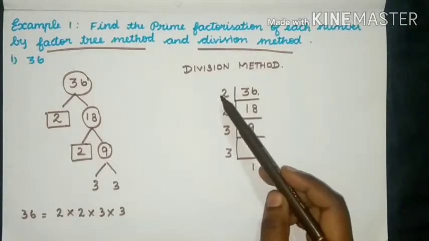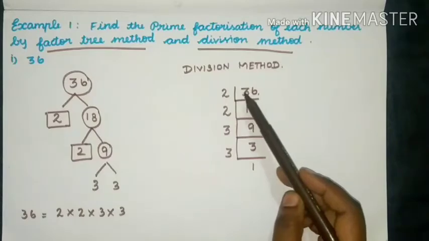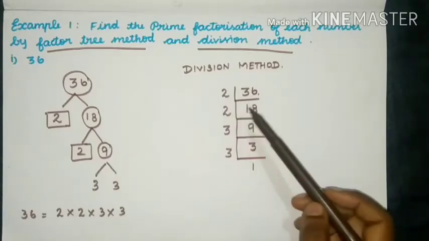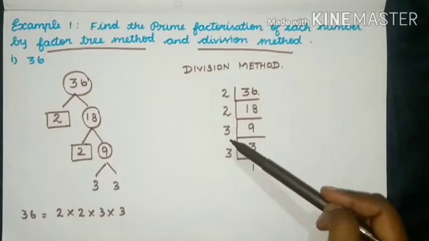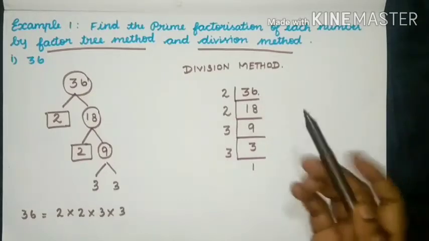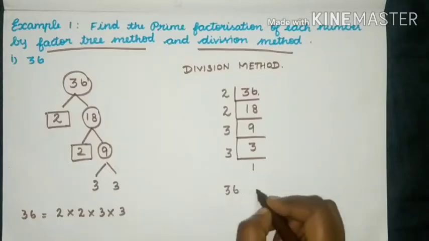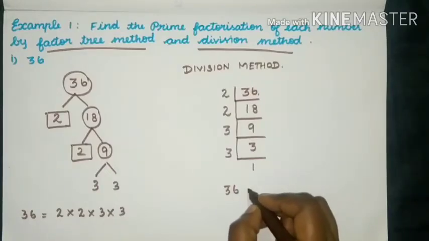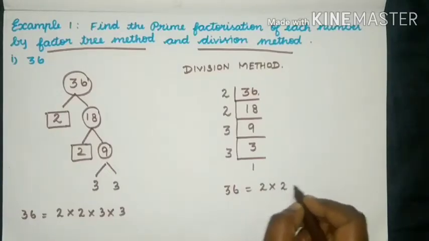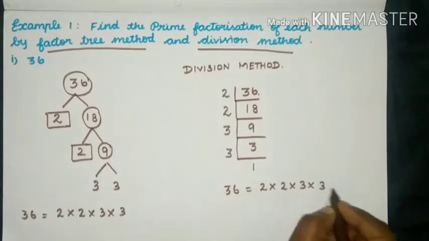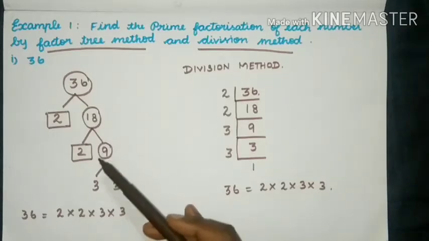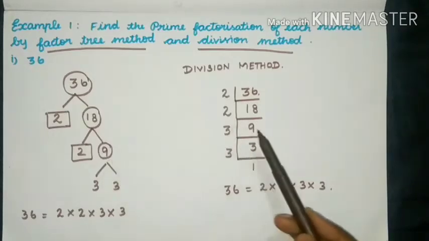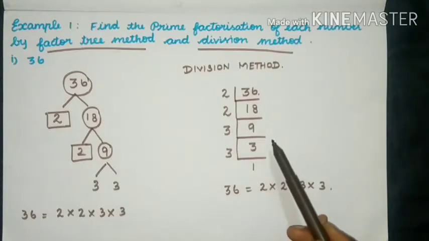So you have to divide the number 36 by prime factors. See here, all the numbers are prime numbers. 2 into 2 into 3 into 3 is equal to 36. Therefore, the prime factorization of 36 equal to 2 into 2 into 3 into 3. In the question, if they ask you to find the factor tree method, you have to do like this. Division method means you have to do like this.